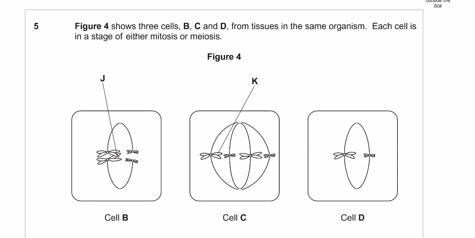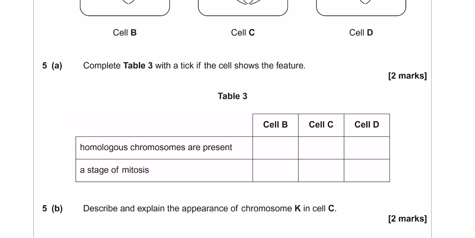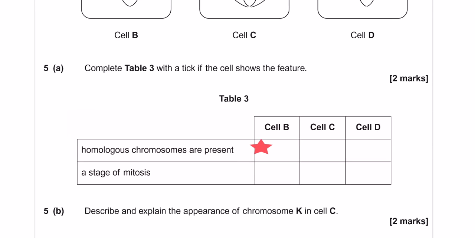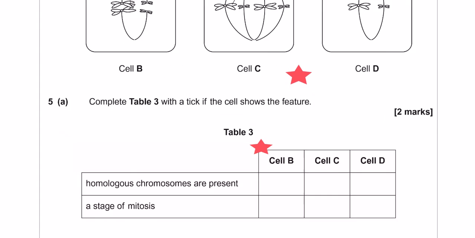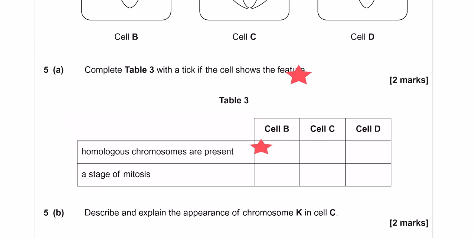Okay, question 9, and it does tell you that it's talking about mitosis or meiosis. So they've got lots of information here that you need to look at carefully. Okay, so 5A is saying complete table 3 with a tick if the cell shows the feature. So homologous chromosomes can actually be seen in cell B and in cell C. Okay, so woo, they can. Wait a minute. Cell B and cell C.